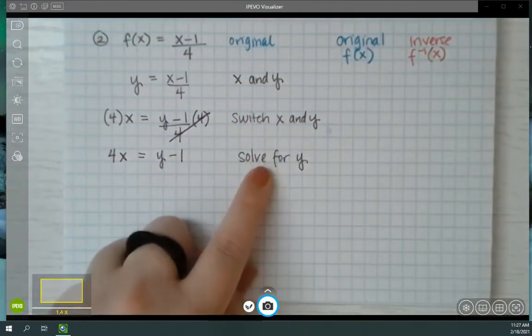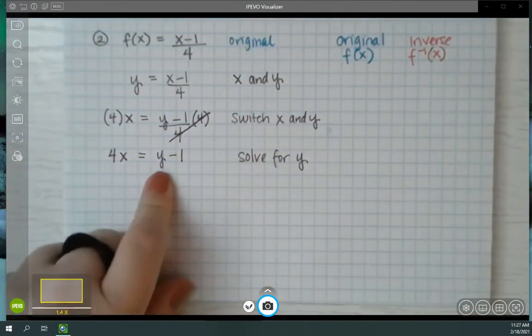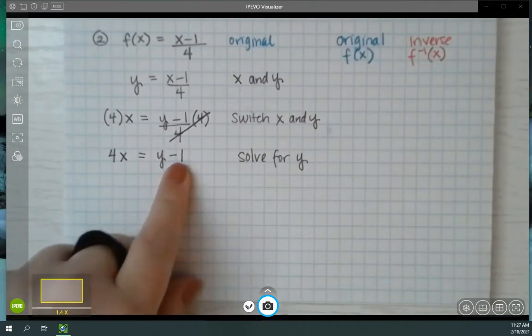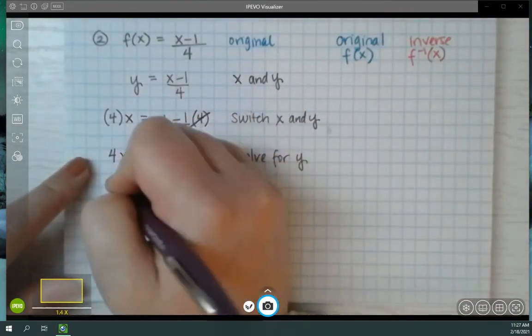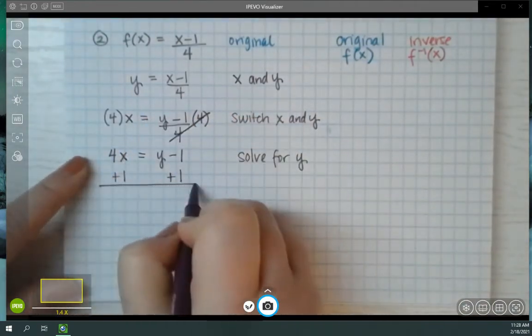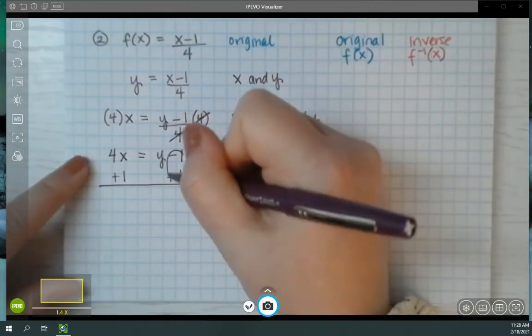Again, our goal is to solve for y. The y is not by itself yet. I see a y minus 1. If I were to take that negative 1 and move it over, I would need to add 1 to both sides. Negative 1 and positive 1 turn to 0.